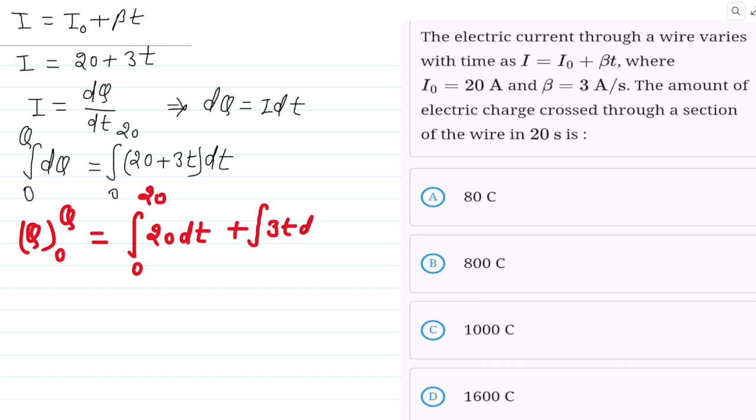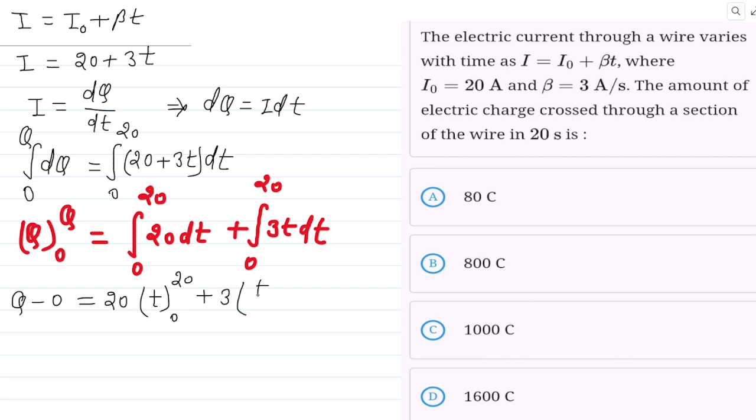Integration of 3t dt, and again we have to put the limit 0 to 20. Now by putting the limit, the formula is upper limit minus lower limit. So q minus 0. So we get q minus 0 and 20 is constant. So we write 20 as the constant and integration of dt is t. What is the integration of dt? It is t. And the limit is 0 to 20 plus 3 is constant and integration of t is what?